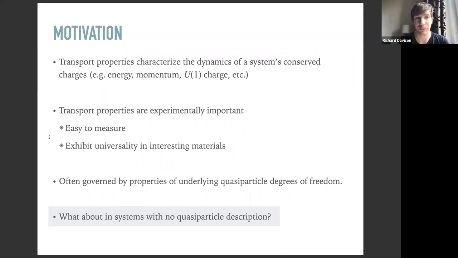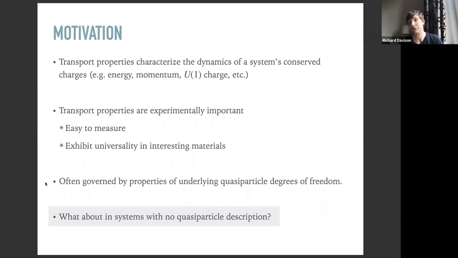Okay, so this is, in reality, why transport properties are an interesting thing. Now, in the simplest types of many-body states, we know what the low-energy degrees of freedom are that are responsible for carrying charge and carrying energy and so on. And those are underlying quasi-particle degrees of freedom.